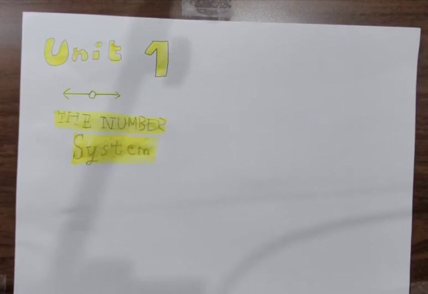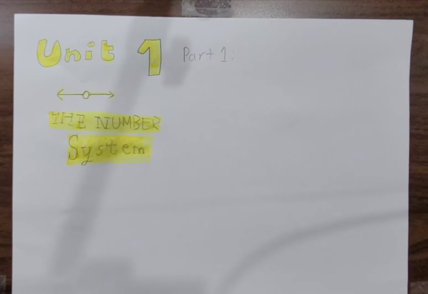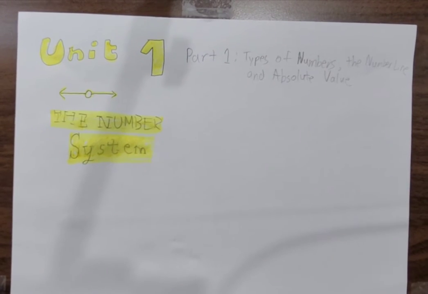Based on this notebook from the author of this card series. And today we start with Unit 1, the number system. Part 1. Types of numbers, the number line, and absolute value. Let's start with the types of numbers in Unit 1. There are 6 types of numbers, which I'll be representing with different highlighter colors.